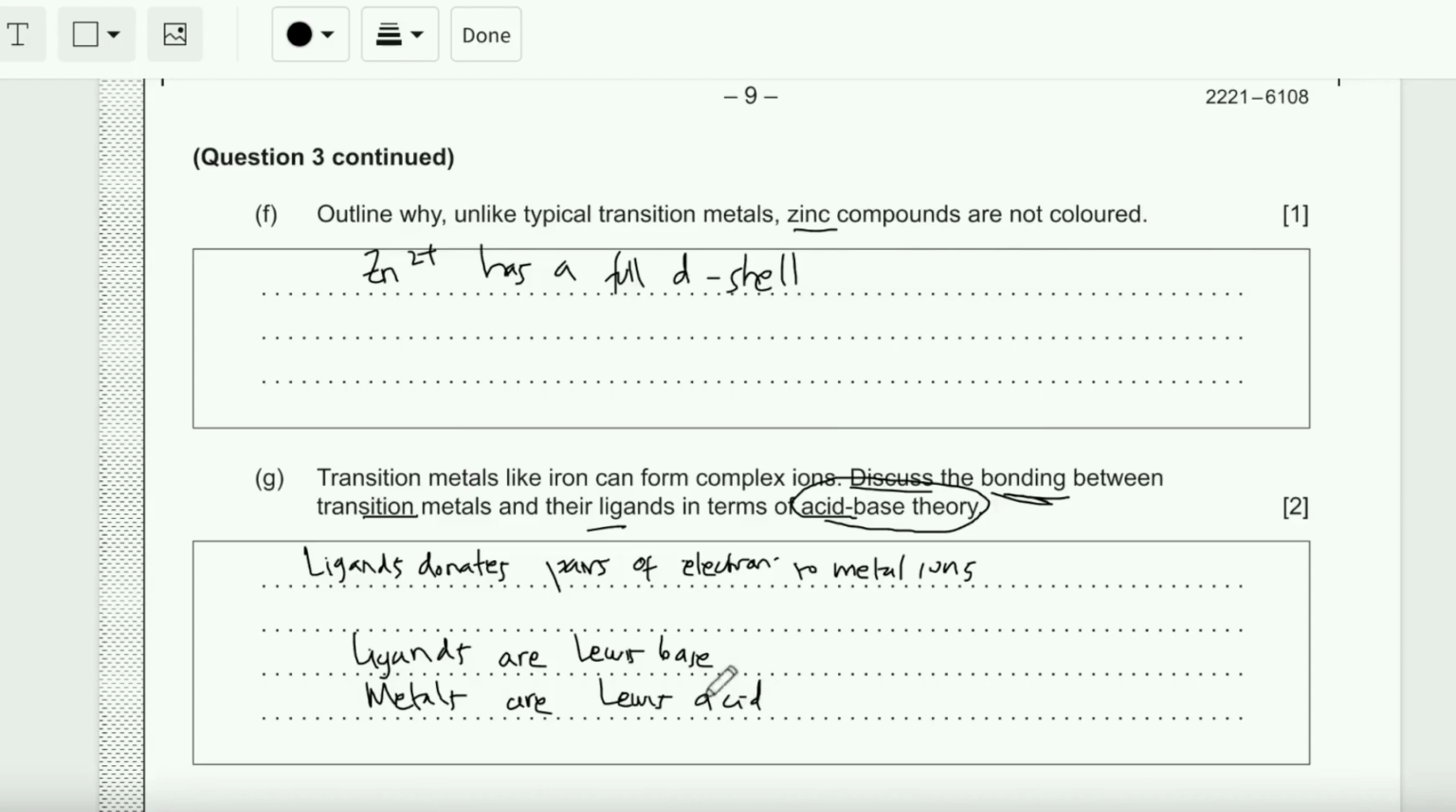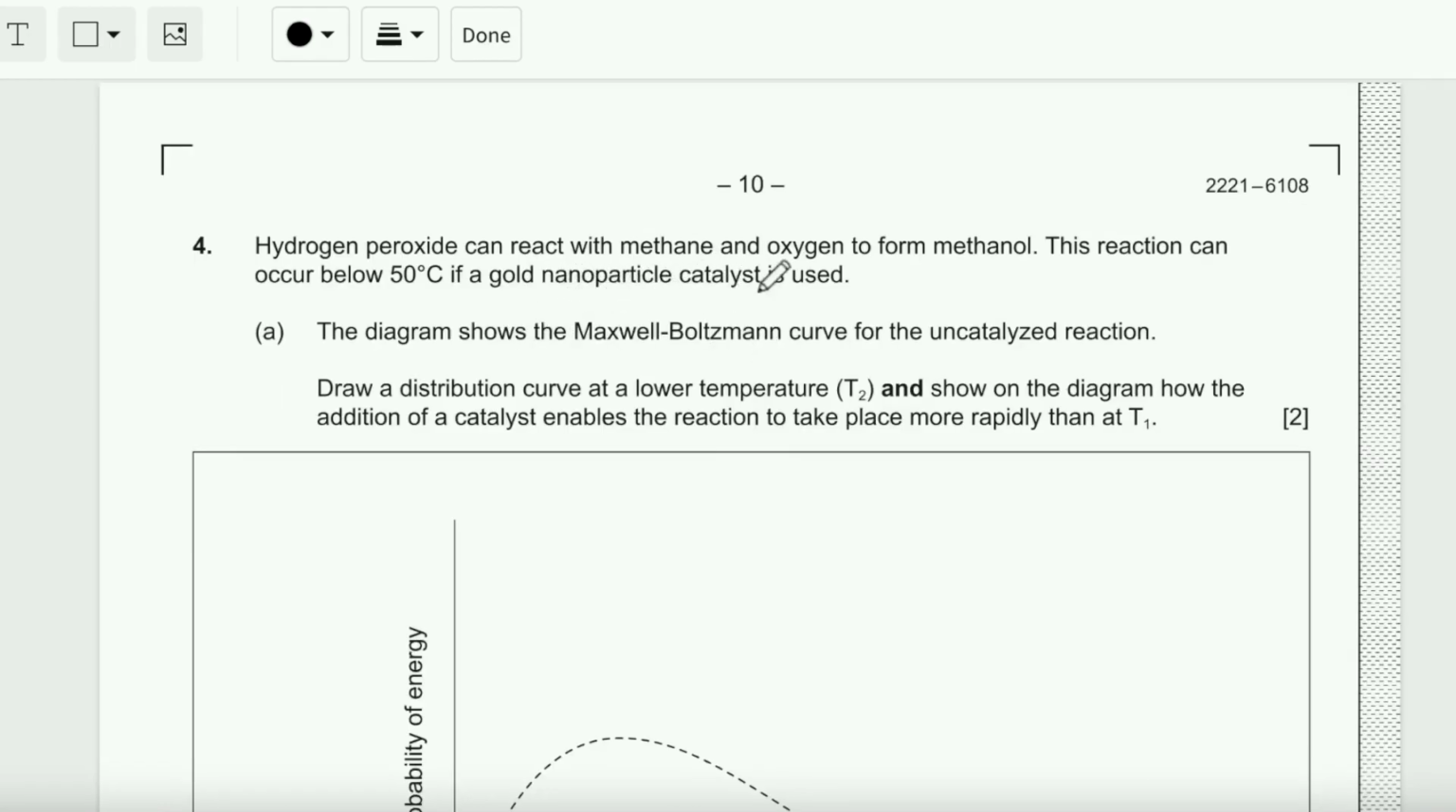are Lewis acids. Hydrogen peroxide can react with methane and oxygen to form methanol. This reaction can occur below 50 degrees Celsius if a gold nanoparticle catalyst is used. The diagram shows the Maxwell-Boltzmann curve for the uncatalyzed reaction. Draw a distribution curve at lower temperature and also show on the diagram how the addition of the catalyst enables the reaction to take place more rapidly than at T1.